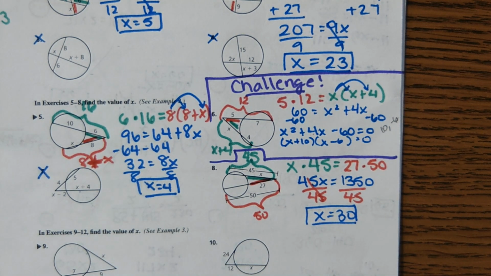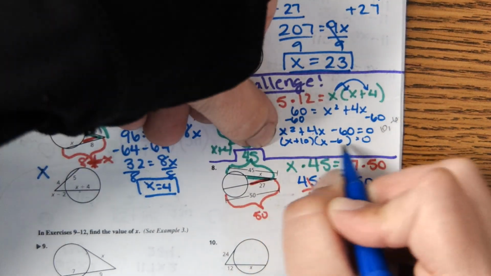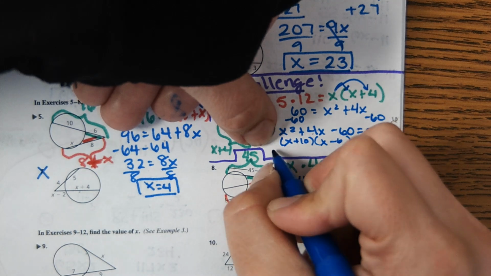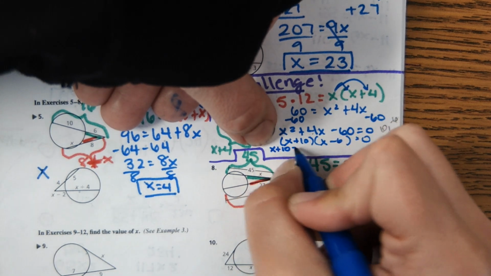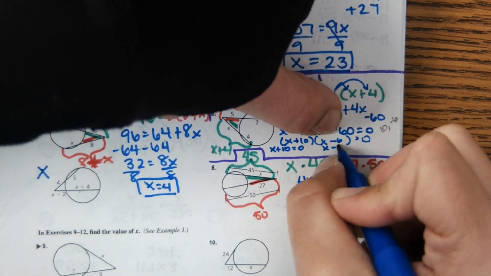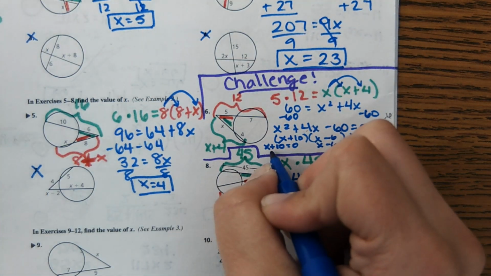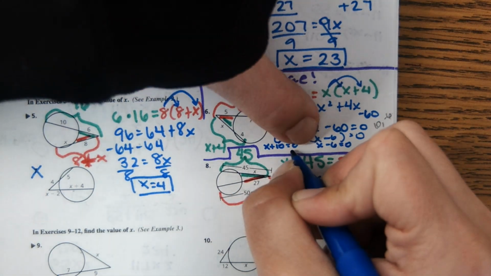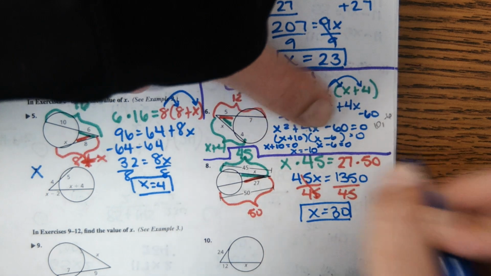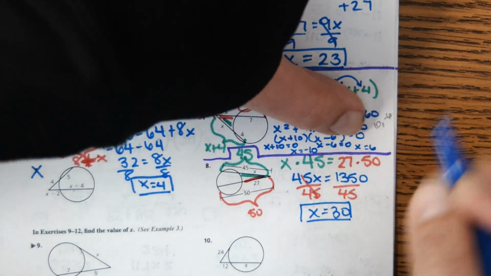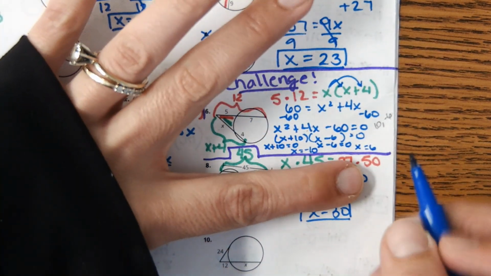We're running out of space here. Then we're going to set each of these equal to 0 to find out what they equal. So x plus 10 equals 0. x minus 6 equals 0. Really running out of space. Okay, when you solve this, you get x equals negative 10 and x equals 6. So you have two answers.